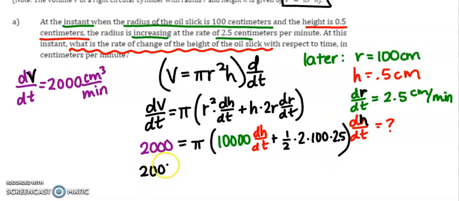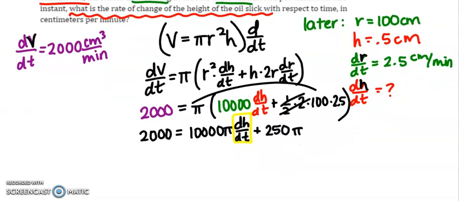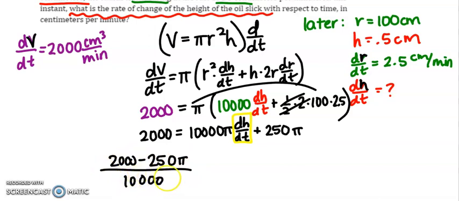So I end up with 2,000 equals 10,000 pi dH/dt, plus half of 2 cancels out. 2.5 times 100 is 250. Distribute in your pi. And now I'm working to isolate my dH/dt because that's what I wanted to find. So I'm going to subtract 250 pi from 2,000 and divide by 10,000 pi. Now, on an AP free response, leave this as it is.